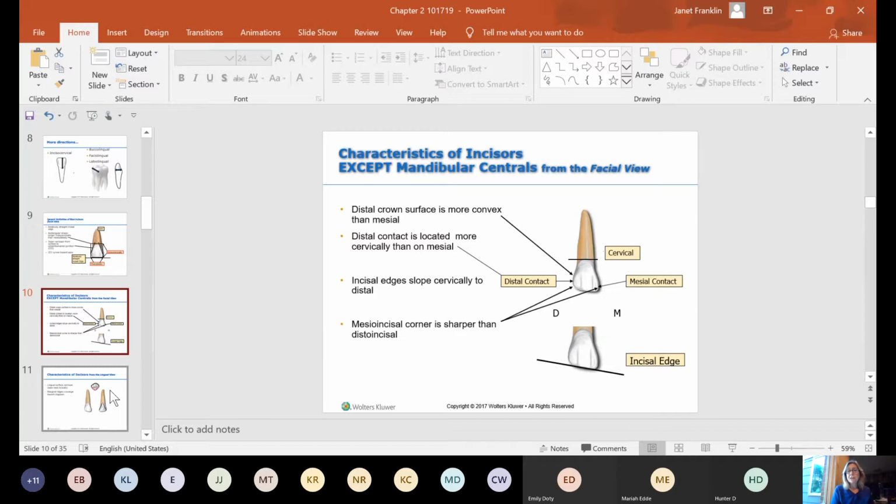The incisal edges slope cervically toward the distal. So you can see on that bottom picture when I show you the incisal edge, the mesial side is down lower than the distal side. So in other words, the distal slopes up more toward the gum line, or more toward the cervical area.